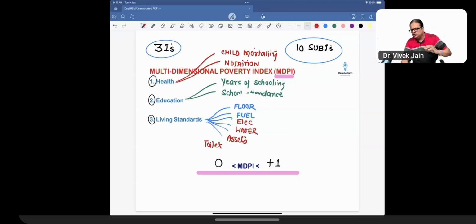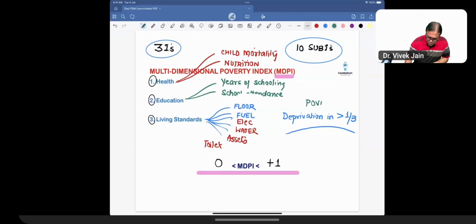As I tell you, the 10 values of India. Yes, good. Dr. Himanshu is correct. How much is deprivation? So deprivation in more than 1/3 of sub-indicators. Deprivation means lack. Out of 10, if a family or person is lacking more than 33% of sub-indicators, more than 1/3, that is a poor person or family. Poverty.